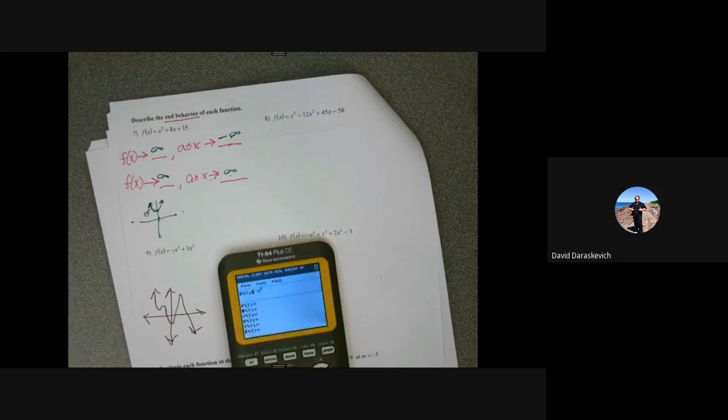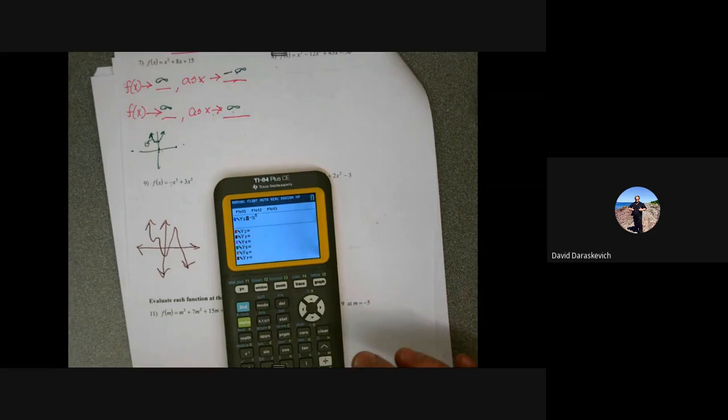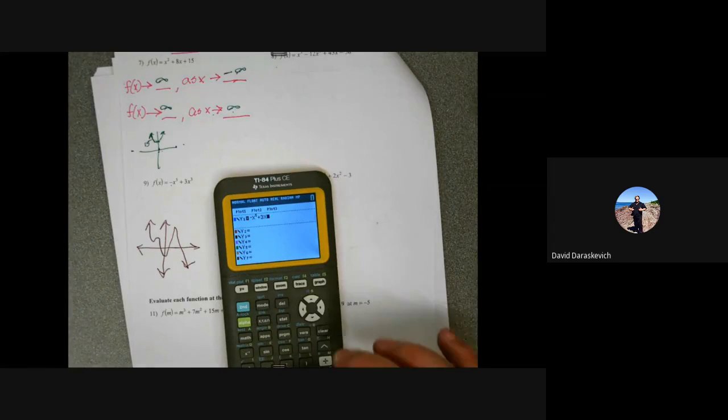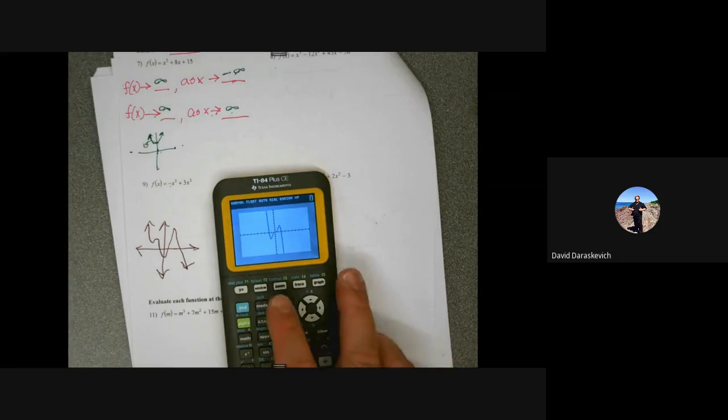So negative x raised to the fifth plus 3x cubed. Graph it. That was pretty close. No, I was actually closer than I thought.